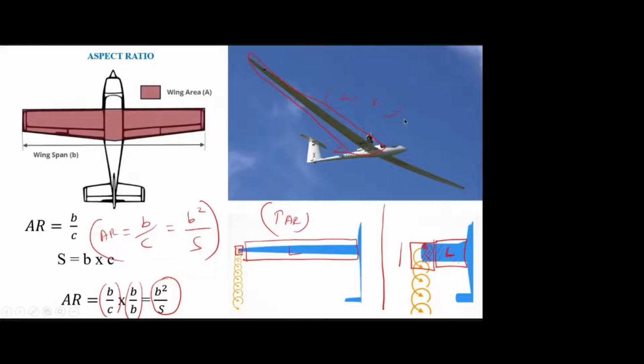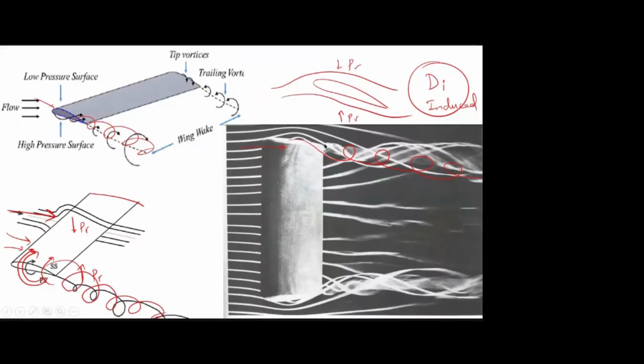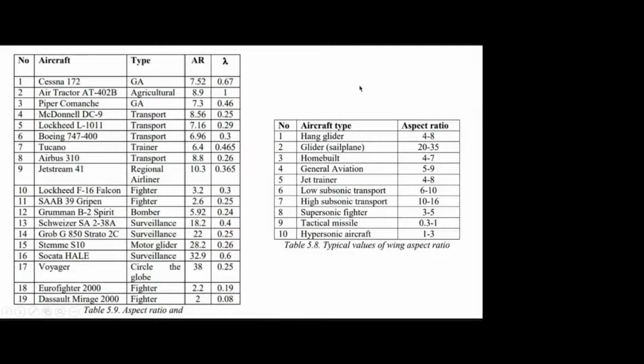If you increase it, then there may be structural issues. Structural rigidity we also have to take care of. We cannot simply increase it, or it will break. If you take the values for gliders and sailplanes, it is a maximum of 20 to 35, and for all other transport aircraft, it will be averagely 10. The average aspect ratio for transport aircraft is 10.